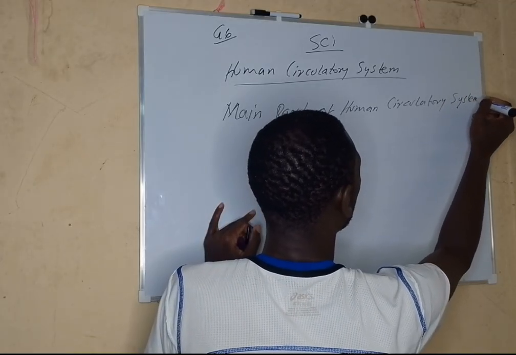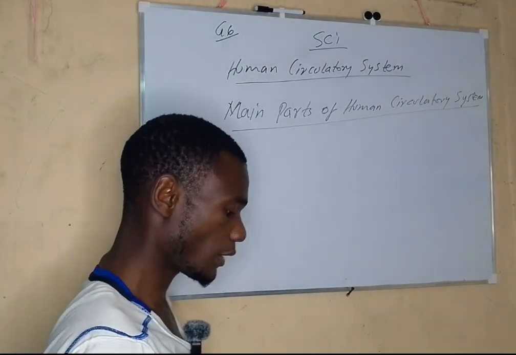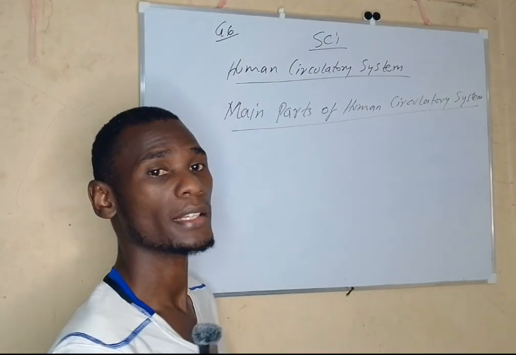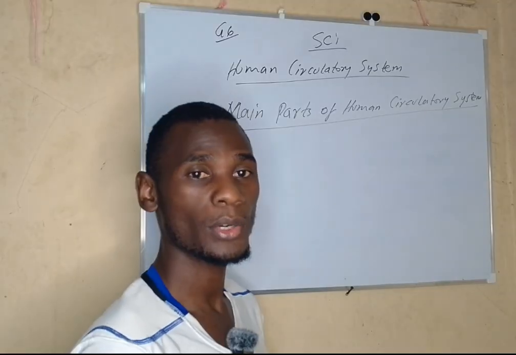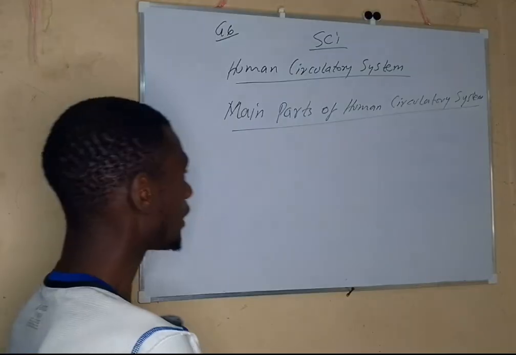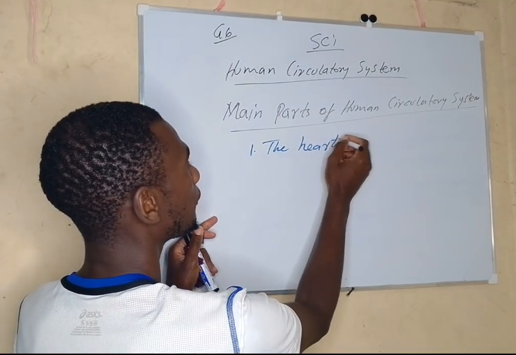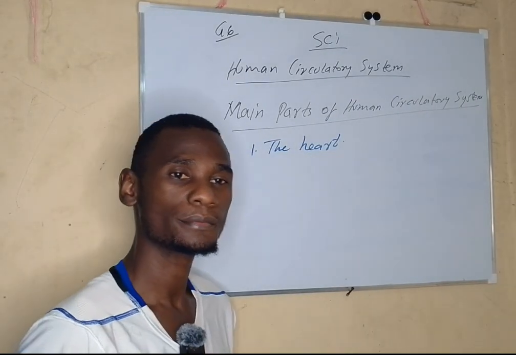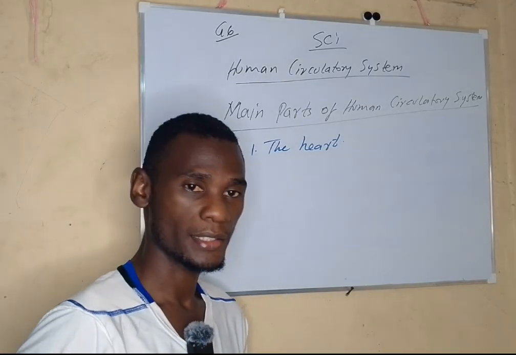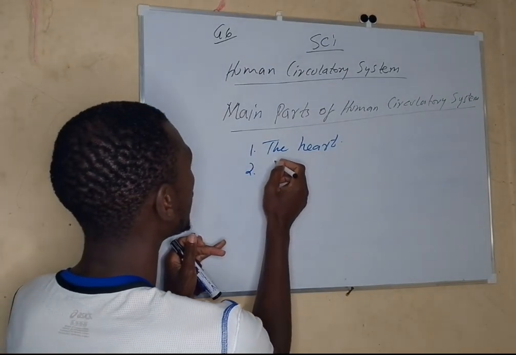Now, these parts are very few. In fact, there are only three. Apart from that, there's none. If you add another one, the fourth one, that one is yours. There are only three parts that are involved here. The first part is what we call the heart. It does a very important role in this process of circulating blood in our body. That is the first part. The second part is the blood itself.